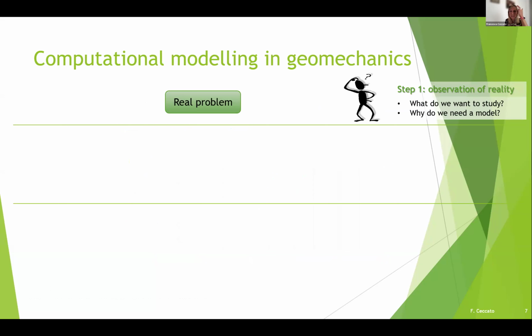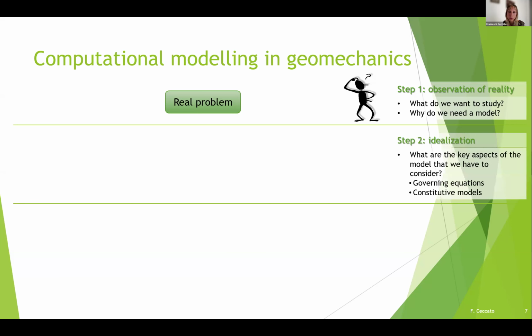So when we start, we want to build a numerical model, the first step is the observation of reality. So we have to look at the real problem and ask ourselves, what do we want to study? Why do we need a model? And then when we understand our physical problem, we move forward to the idealization of this problem. And this means that we need to understand and decide what are the key aspects of the model that we have to consider.